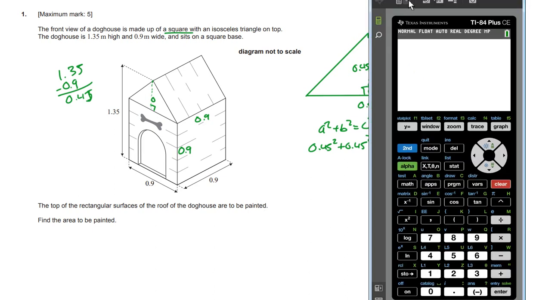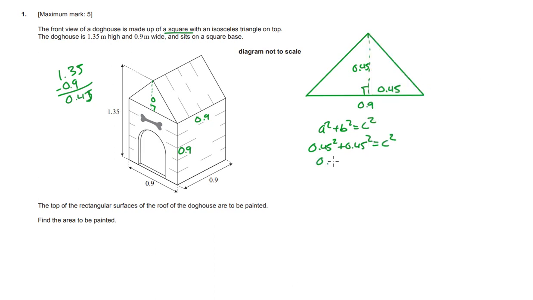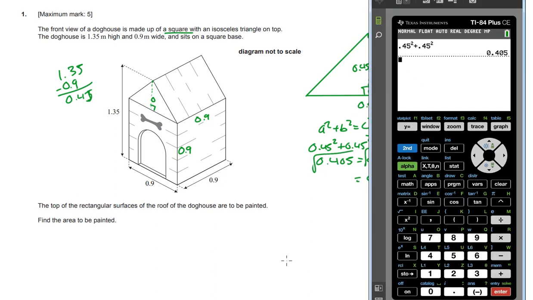So let's see what we get for that. 0.45 squared plus 0.45 squared gives us 0.405. So 0.405 equals c squared, and we'd want to square root both sides to get that c. Square root this. I would definitely use a lot of the second answer function on your calculator when you're doing your test so that it doesn't round until the very end, which is what you really want to do. So we get 0.636.